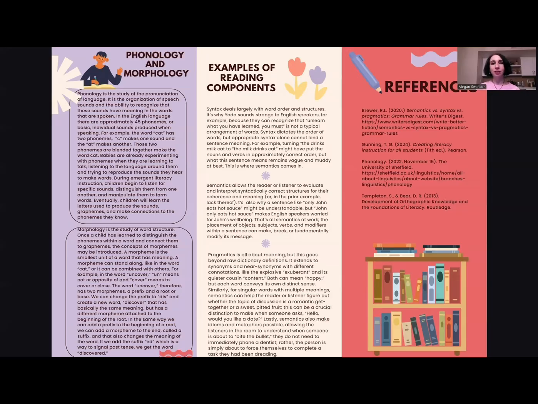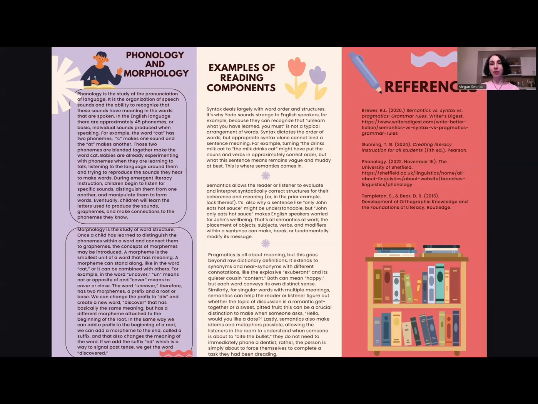It's also why a sentence like "only John eats hot sauce" might be understandable, but "John only eats hot sauce" makes English speakers very worried for John's well-being. That's all semantics at work. The placement of objects, subjects, verbs, and modifiers within a sentence can make, break, or fundamentally alter its message.